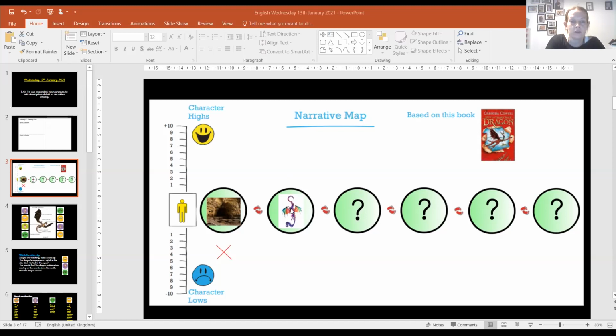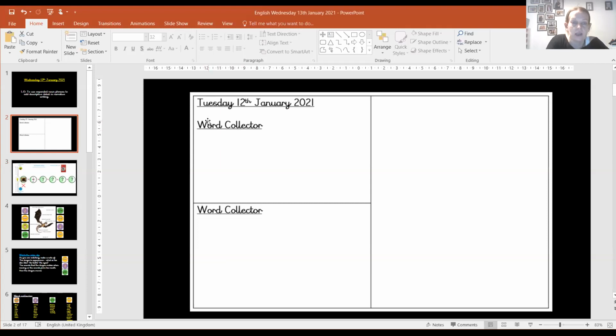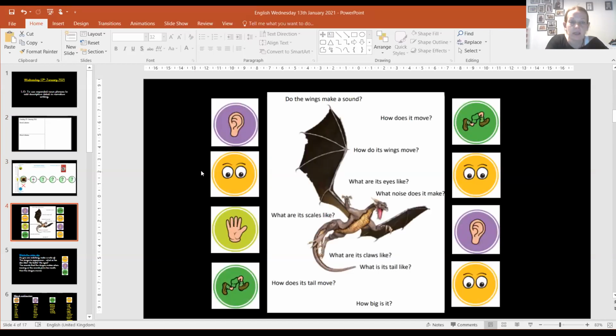So we will use different sources now to word collect, to get all of our vocabulary together. Now, we're going to use two different sources. The first one is a photograph, or an illustration, should I say, because dragons aren't real, are they? An illustration of a dragon, so a picture, a pictorial source. And then the next source we're going to look at is a video clip from the film How to Train Your Dragon. So on your word collector one part of your page, have a look at this picture, and we're going to have a look at the questions around it to help us.